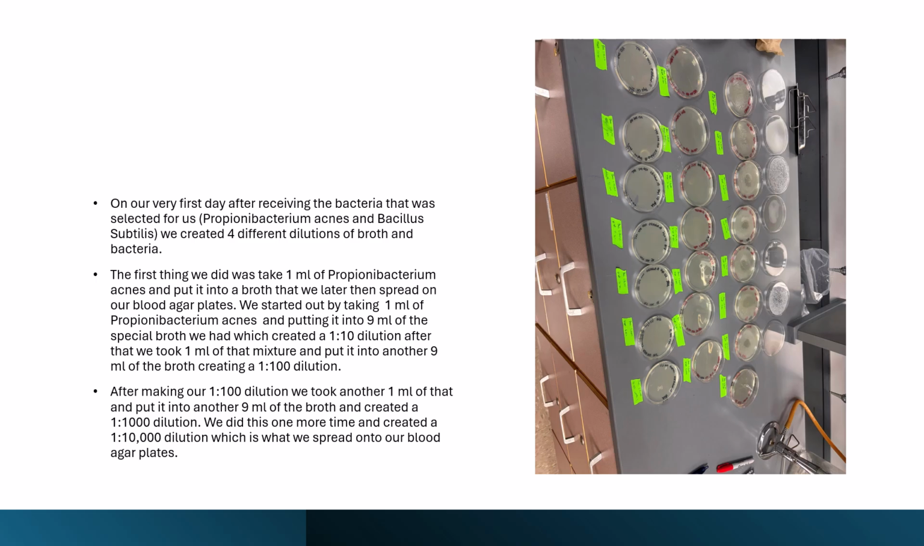After that, we took another 1 microliter of the 1 in 10 dilution and put it into another 9 microliters of the broth, creating a 1 in 100 dilution. After making our 1 in 100 dilution, we took another 1 microliter of that dilution and put it into another 9 microliters of another tube of broth and created a 1 in 1000 dilution. We did this one more time and ended up with a 1 in 10,000 dilution, which is what we actually spread onto our blood agar plates.